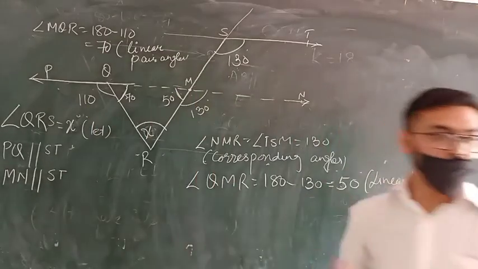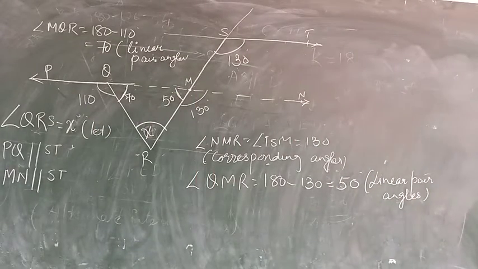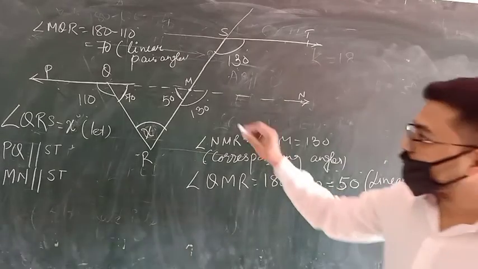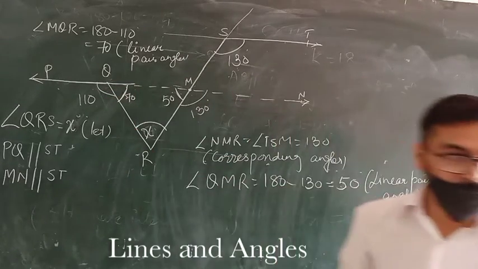Now can I get the value of x? Yes, sir. How? 70 plus 50 plus x. Which property am I going to use here? Triangle. Sum of the sides of a triangle. Or you can say angle sum property of triangle, right?